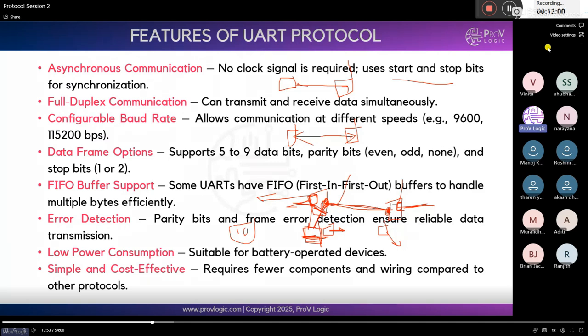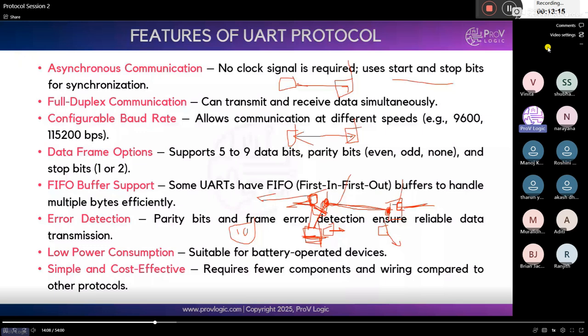Even separate signals we have for error detection and correction purpose. But in UART protocol, we have a parity generation. I think you already know the parity, right? How the parity will be generated. We have even parity, odd parity.